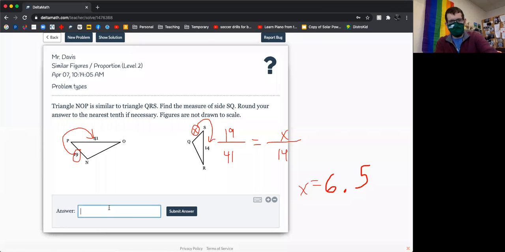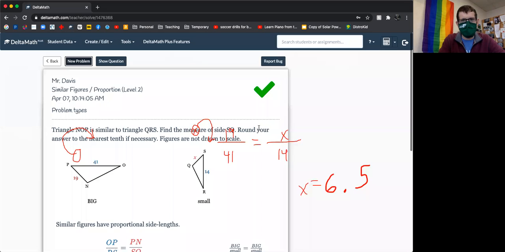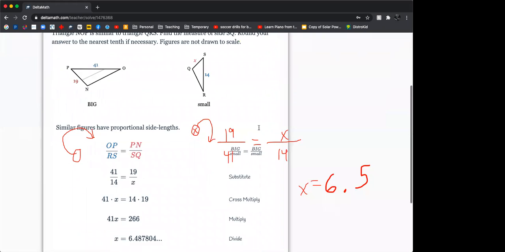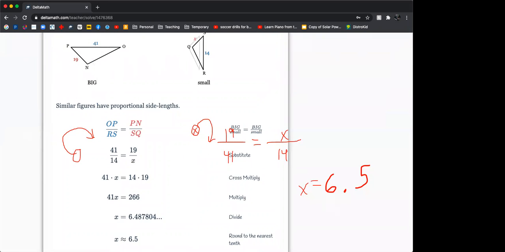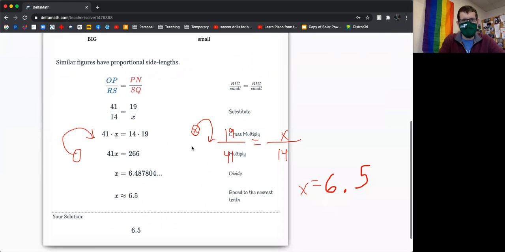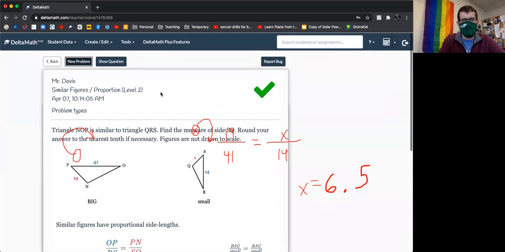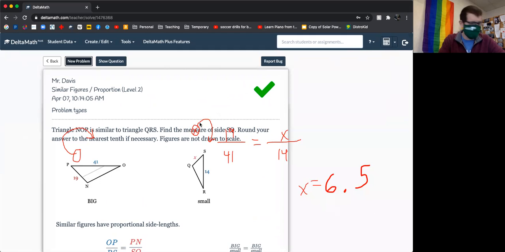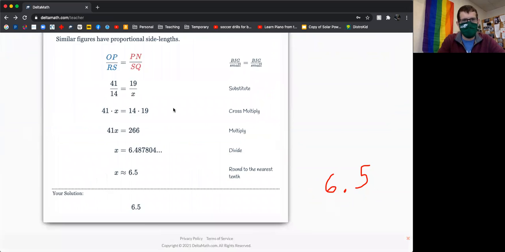All right, so 6.5 is given. And sure enough, that's right. So again, okay, sorry about that. So I'm not going to run through the actual stuff there. Delta Math is great that it kind of walks through the steps for you. All right, I'm going to be done with level 2.